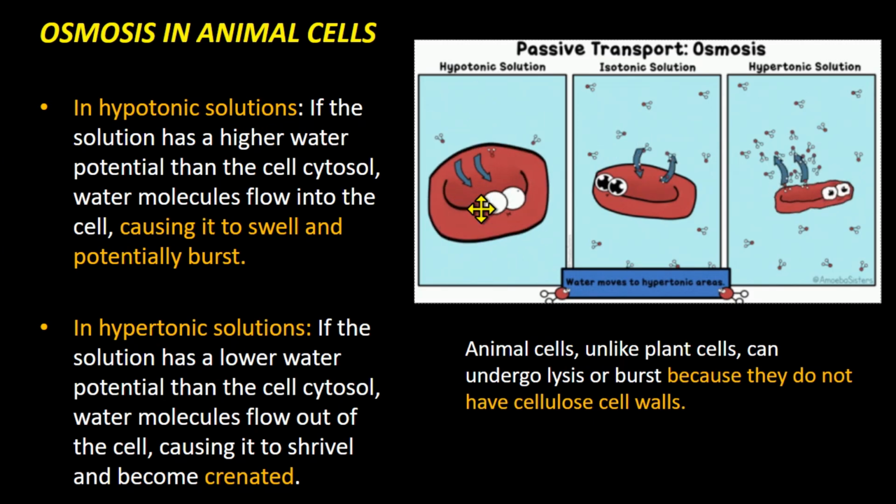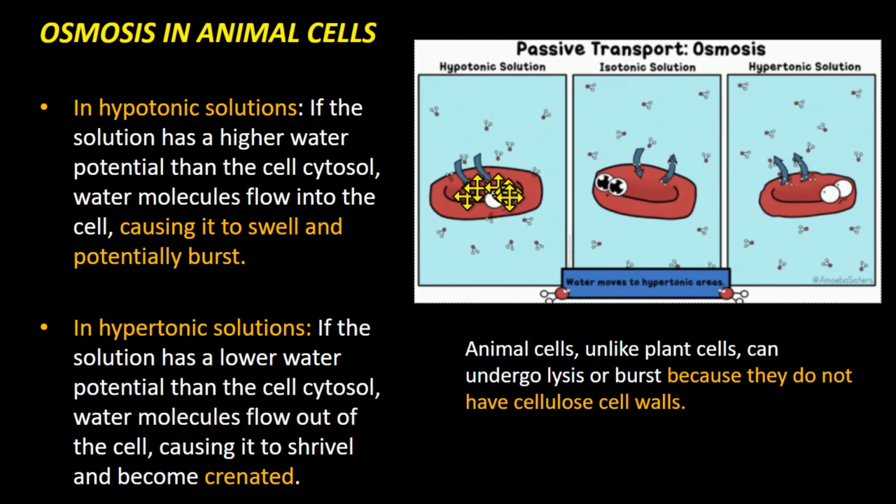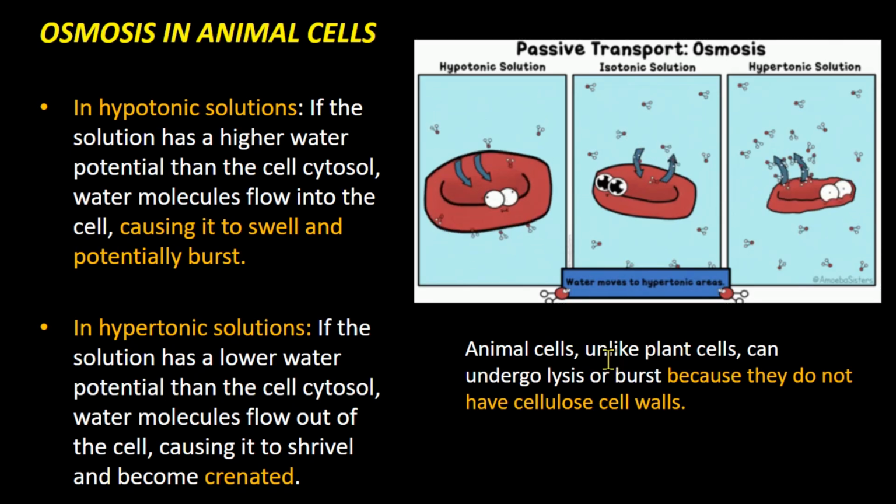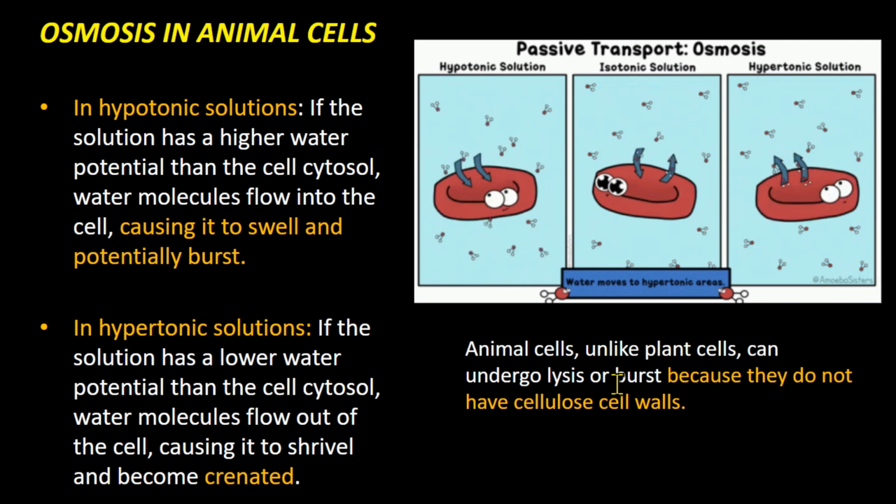This is going to cause the cell to swell and potentially burst. Remember, animal cells don't have a cell wall, so they can undergo lysis and they can burst.